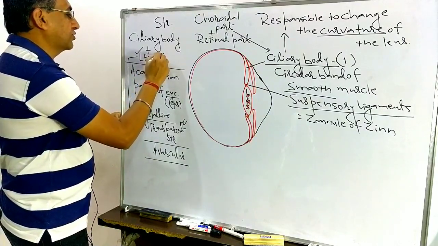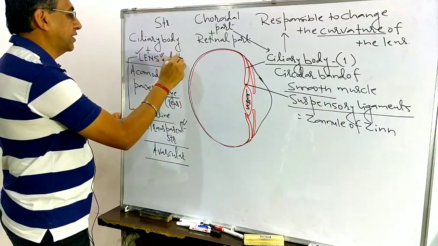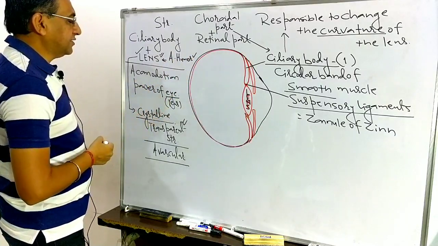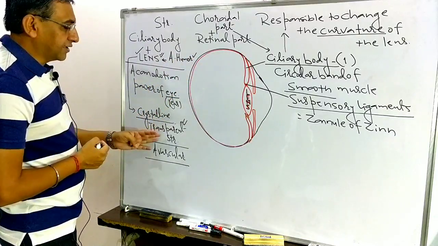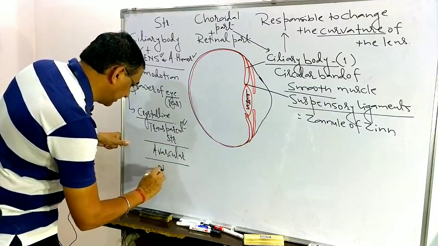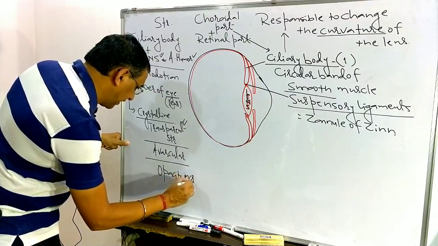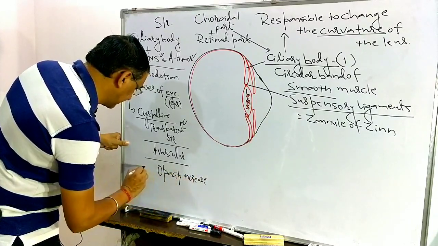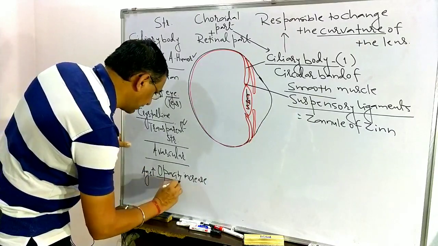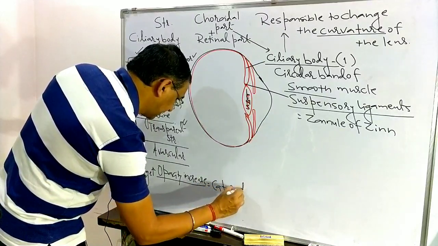The lens is also receiving nutrition from the aqueous humor here. We have discussed all these points. As the age increases, the transparency of the lens decreases and the opacity increases. As the age increases, the opacity of the lens also increases. This condition is known as cataract.